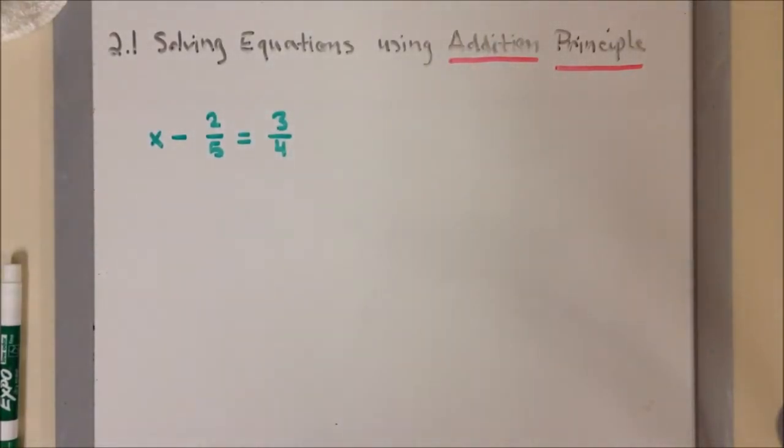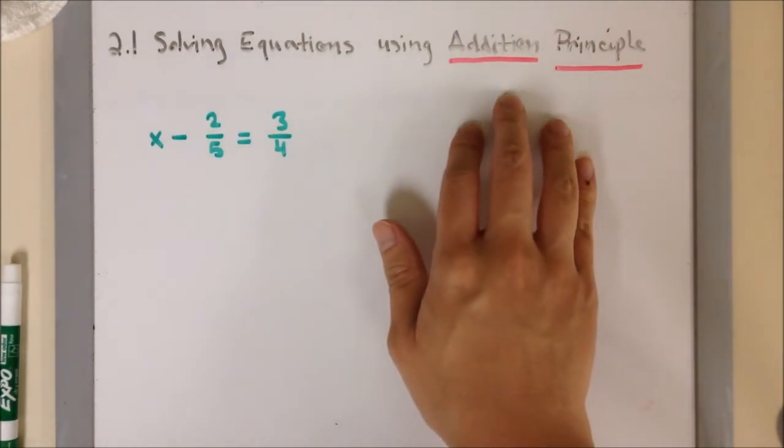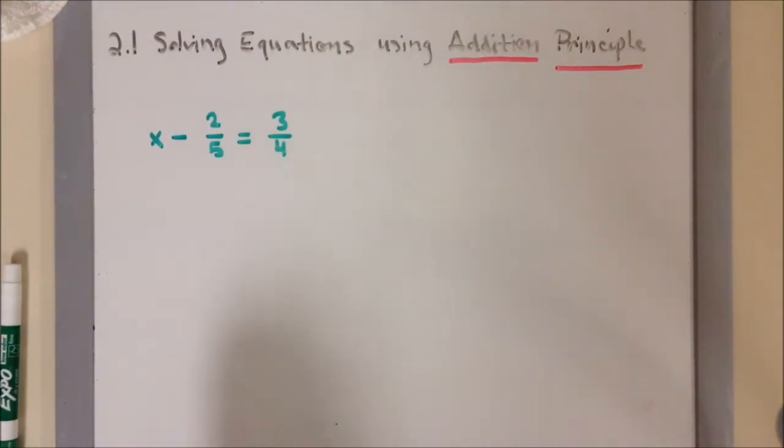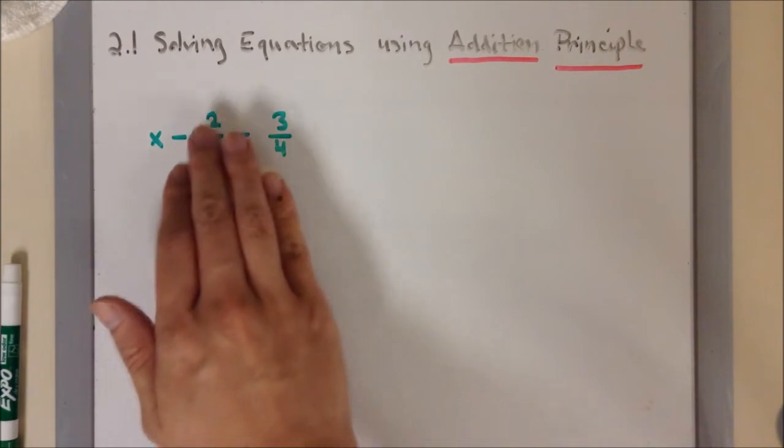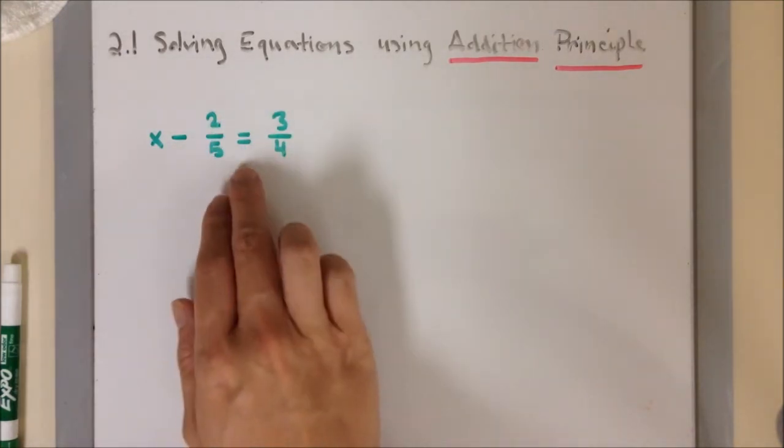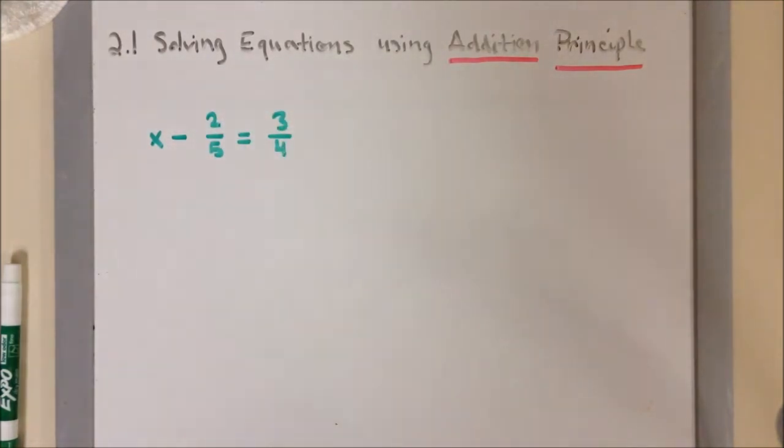In this section, we're going to cover fractions using the addition principle. So in example 1, we have x minus 2/5 equals 3/4.